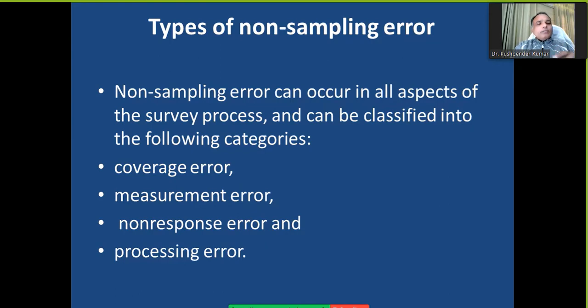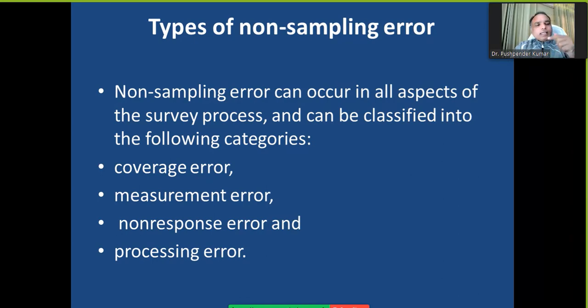So it may be linked with your processing, that you haven't taken the right kind of sampling method, so randomly you haven't taken the right people, right? Or you don't have that representation. So you have a coverage error, you have measurement error, you have non-response, and then you have processing error.